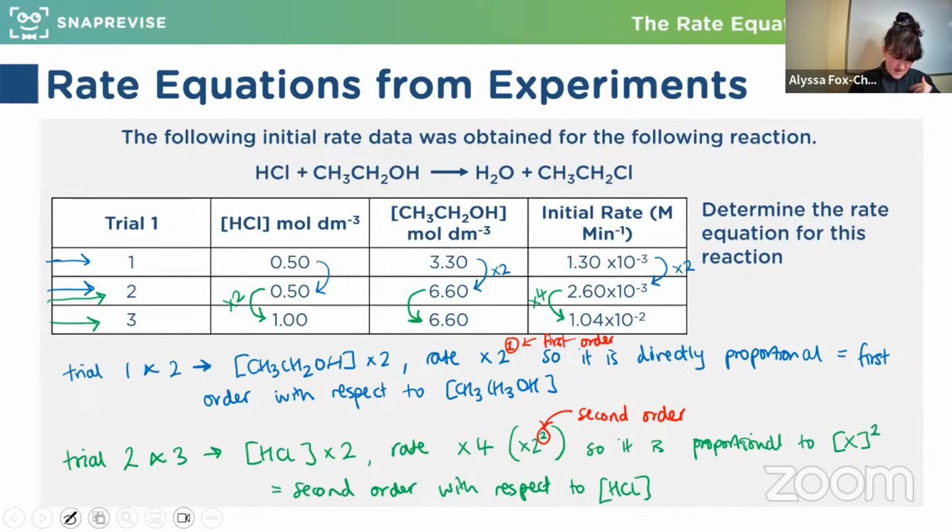And therefore, we can now answer the question. The question we were asked was to determine the rate equation. So we've determined the orders of reaction for our two reactants. Now we can write it into our rate equation.